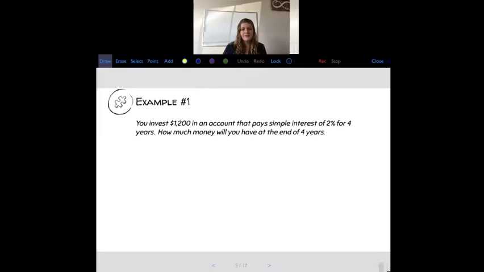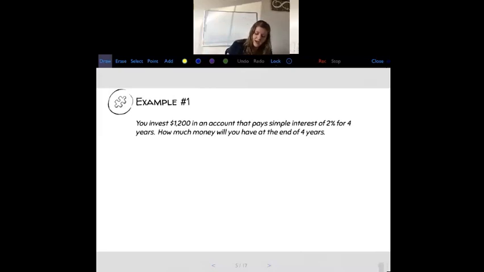Example 1. You invest $1,200 in an account that pays simple interest of 2% for 4 years. How much money will you have at the end of 4 years? I'm going to do this problem two different ways. First way is more conceptual, where we'll talk about how much money is in the account after year 1, year 2, year 3, year 4. And then on the next slide, I'll go through the formula.